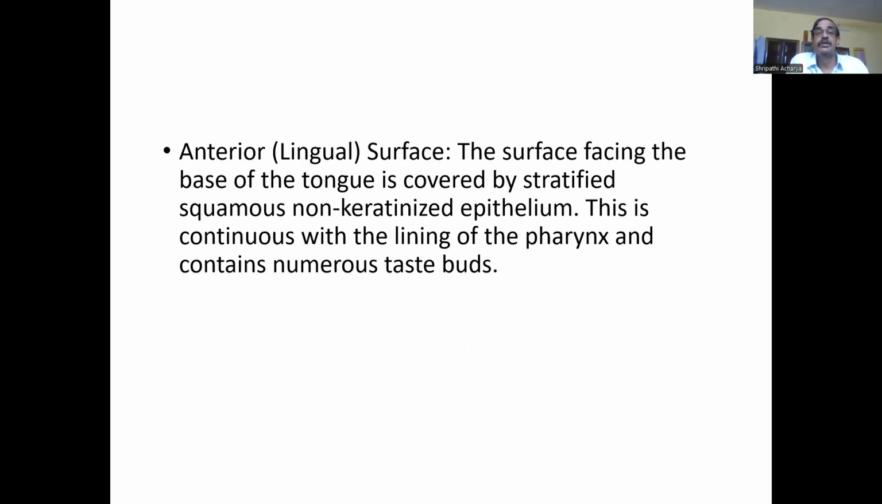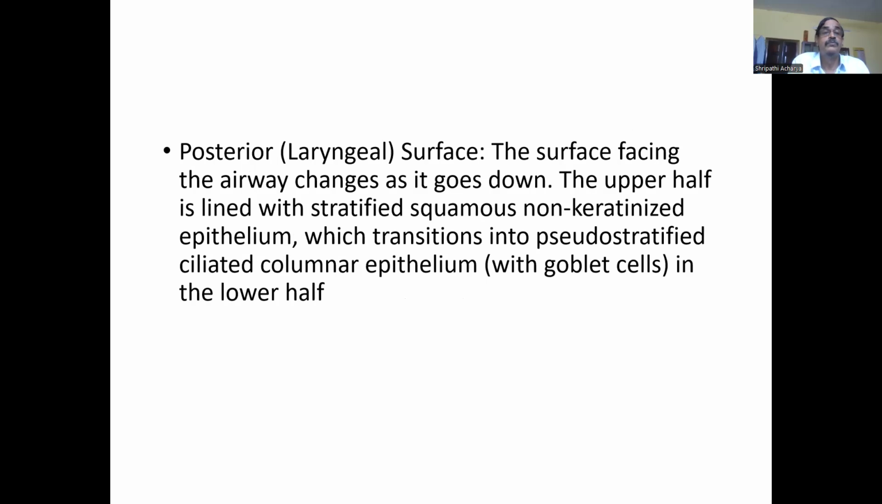Anterior lingual surface. The surface facing the base of the tongue is covered by stratified squamous non-keratinized epithelium. This is continuous with the lining of the pharynx and contains numerous taste buds. Posterior laryngeal surface. The surface facing the airway changes as it goes down. The upper half is lined with stratified squamous non-keratinized epithelium, which transitions into pseudostratified ciliated columnar epithelium with goblet cells in the lower half.